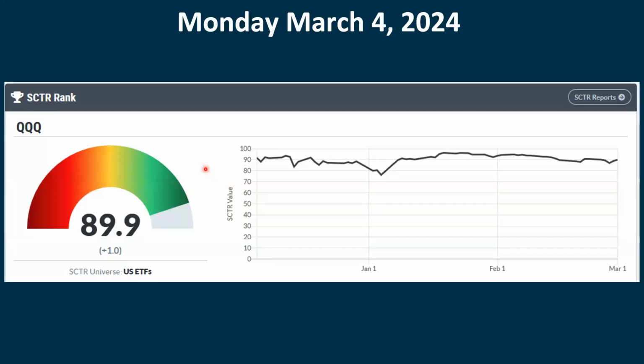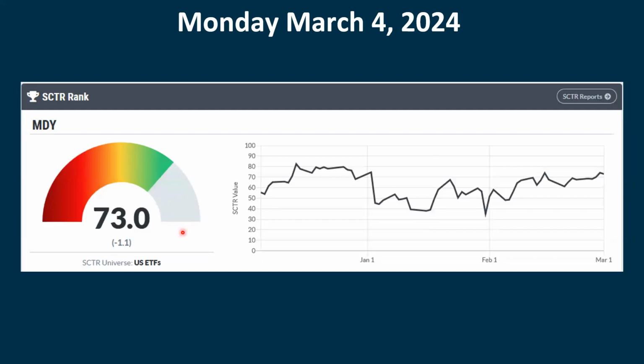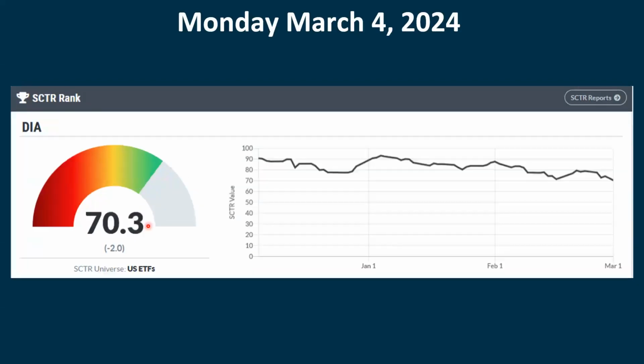Still, coming in first place, even though it fell back a little bit into the 80s, is the QQQ, which is the ETF for the NASDAQ 100. It's coming in with a score of 89.9. In second place is the S&P 500 at 82.7. Then we have the mid caps, which did show a little bit of strength this past week, coming in at 73. And believe it or not, we do have the Dow, which had been doing quite better than this. It's coming in at 70.3.